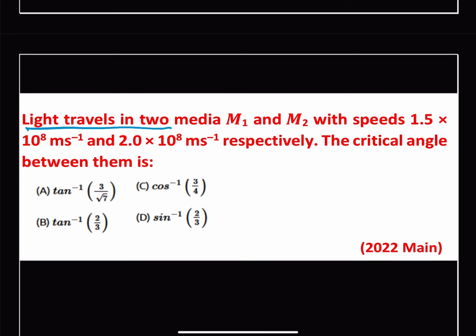Light travels in two media, M1 and M2, with speeds of 1.5 × 10^8 and 2 × 10^8 meters per second respectively. The critical angle between them is equal to. So for the critical angle, you can just draw an approximate figure.